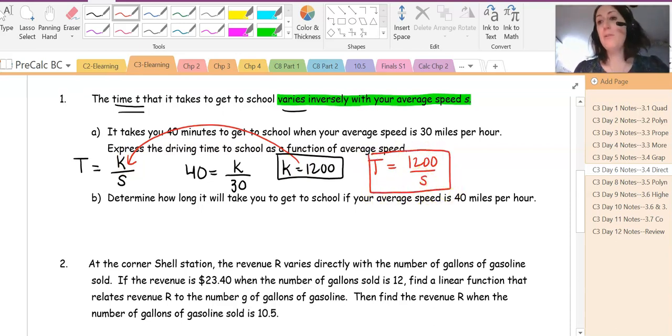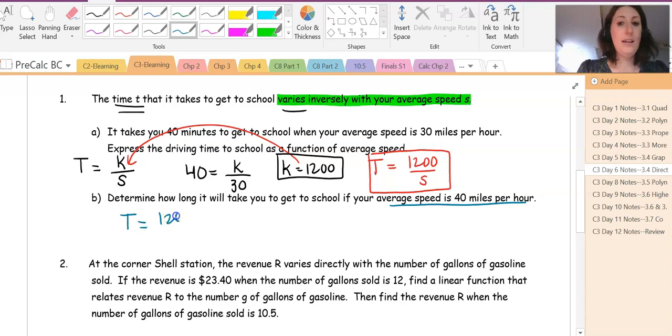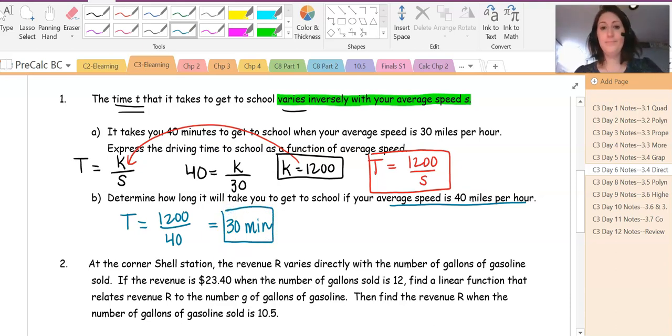Kind of like when you were finding a for your parabolas. All right, determine how long it will take you to get to school if your average speed is 40 miles per hour. So now they would like you to use the equation you just wrote. They've given you speed, and we are just going to plug in 40 and evaluate, and you should get 30 minutes. And that's it.